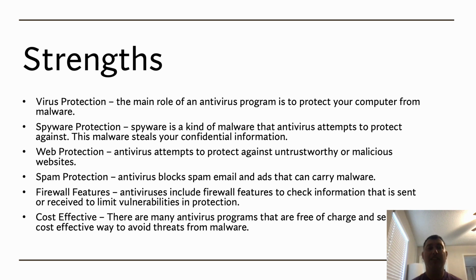In terms of strengths, antivirus comes with virus protection. The main role of an antivirus program is to protect your computers from malware, and virus protection does just that. Then there's spyware protection. Spyware is a kind of malware that antivirus attempts to protect against. This malware steals your confidential information. Then there's web protection. Antivirus attempts to protect against untrustworthy or malicious websites. There's spam protection. Antivirus blocks spam emails and ads that can carry malware.